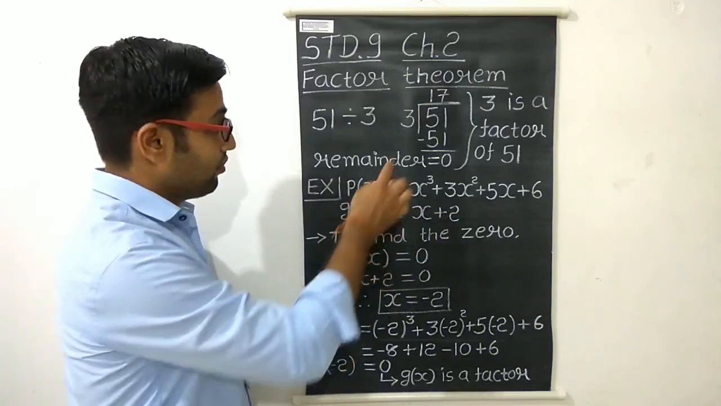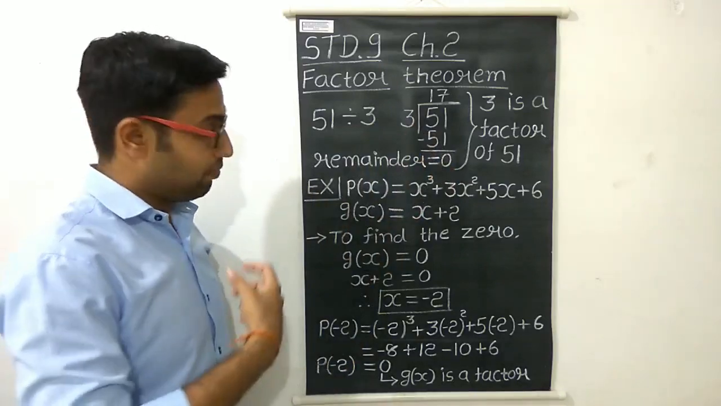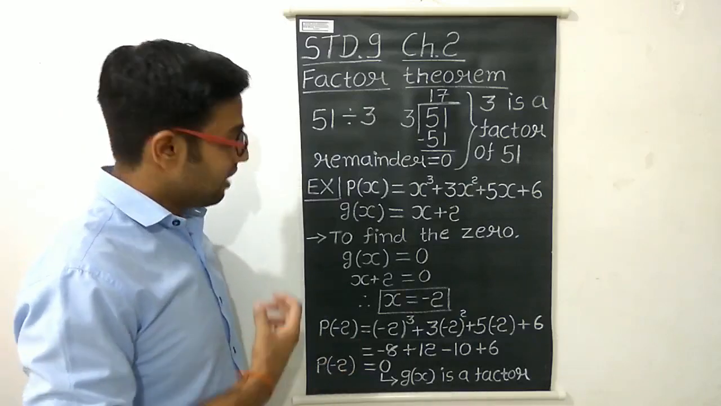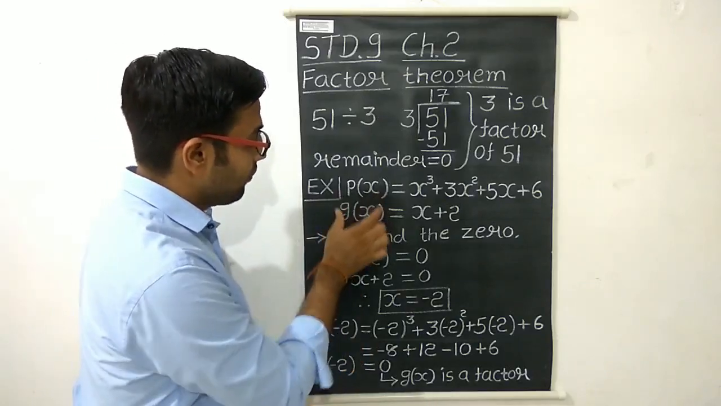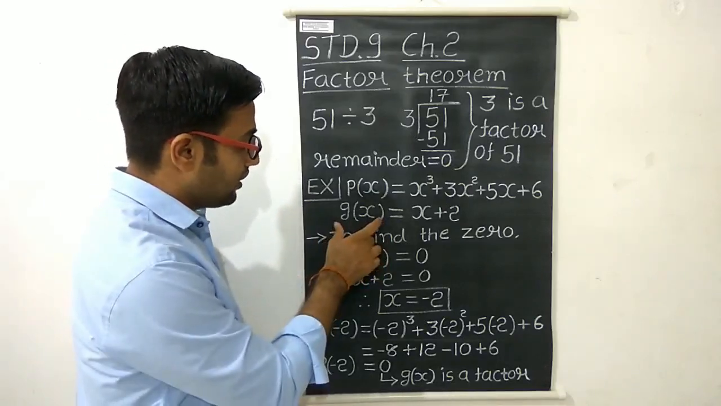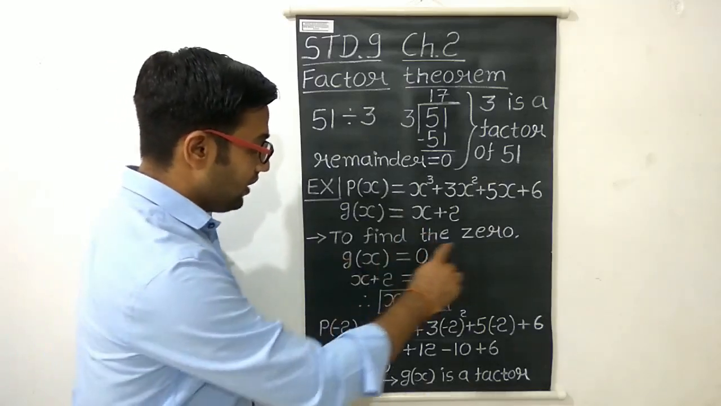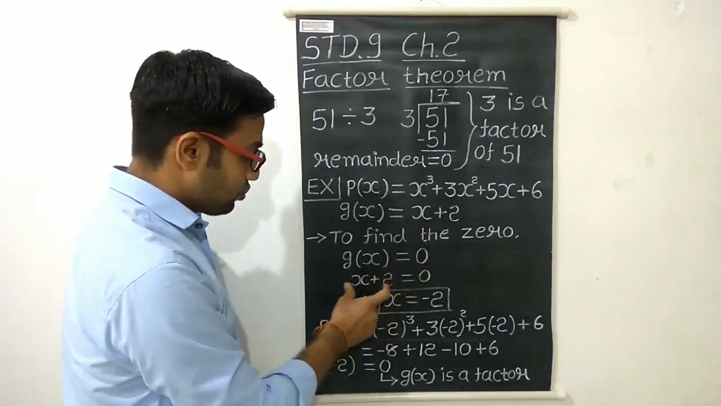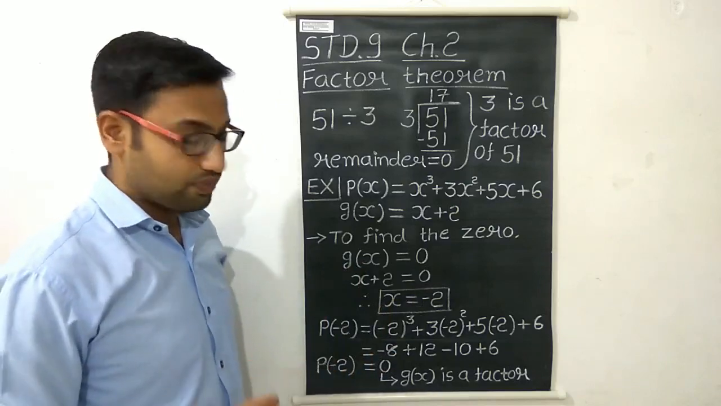So now we do not need to divide like this because we have the remainder theorem. By the remainder theorem we can easily find out the remainder, right? We can easily find out what will be the remainder if we divide this p of x with g of x. And to do that, the first step is to find the 0 of this divisor polynomial. So to find the 0, we have to take g of x is equal to 0, x plus 2 is equal to 0. Therefore the value of x we get is equal to minus 2.